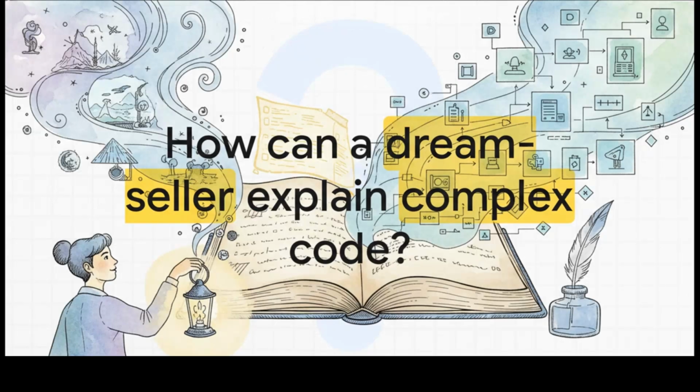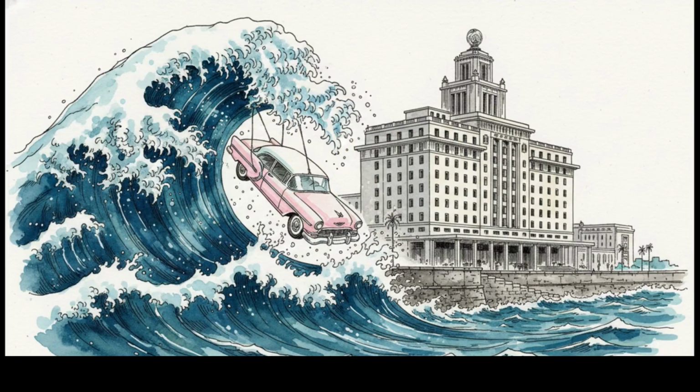So, how on earth can a dream seller from a short story explain something as complex as code? Okay, let's get into it. So our story kicks off with pure chaos. Picture this: we're in Havana. A monster wave comes crashing over the seawall, literally picks up a car and just slams it into the side of a hotel. It's this surreal, totally impossible image.